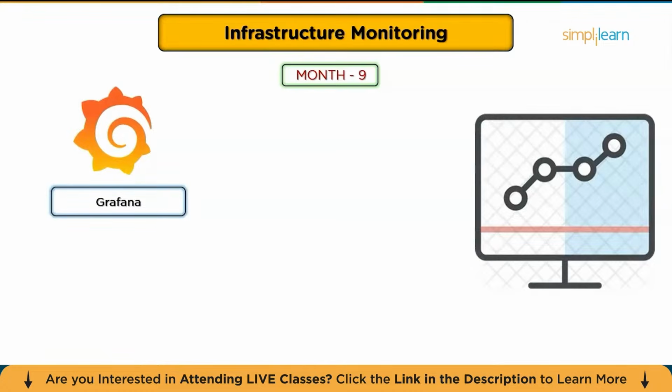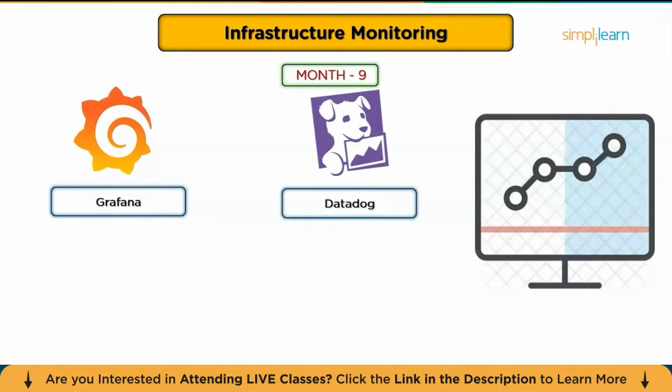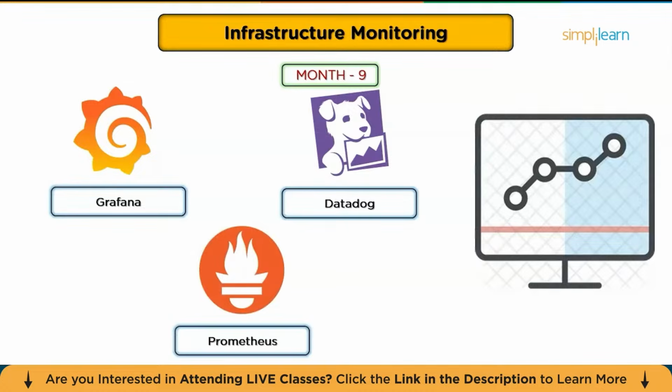The first one is Grafana. Grafana is a powerful open source tool that lets you visualize metrics and logs from multiple sources. Then you have Datadog. Datadog is a cloud-based platform that offers comprehensive monitoring of infrastructure, performance, and logs. And then you have Prometheus. Prometheus is an open source monitoring tool designed for reliability and scalability. It's perfect for tracking time series data, and you can easily integrate it with Grafana to give rich visualizations.